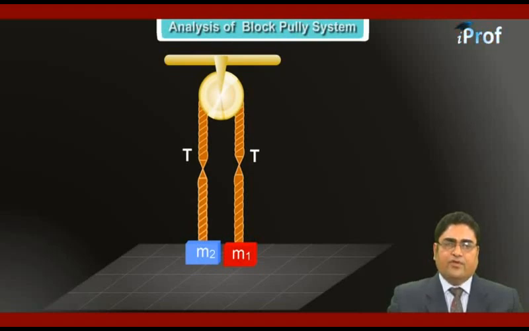The free body diagram for M2 is like this. M2g is acting in vertical downward direction and tension T is acting in upward direction. Similarly, for M1, M1g is acting in vertical downward direction and tension T is acting in vertical upward direction. For pulley, the reaction force R is acting in upward direction and tension T, which are same on both the sides, are acting downward. Whenever massless pulley is there, then tension in string on both the sides of pulley will remain same.